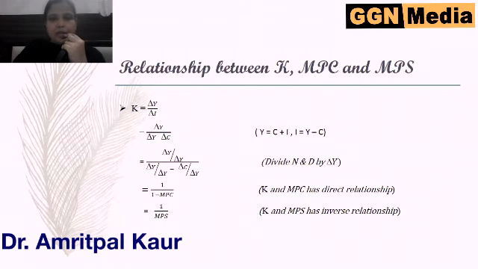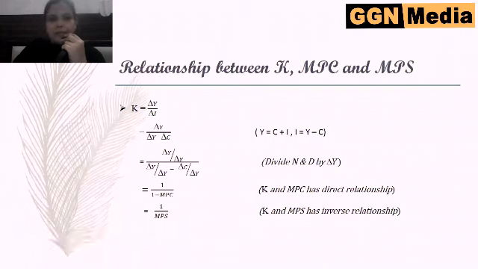The numerator becomes 1. In the denominator, first it becomes 1. Then change in consumption divided by change in income is marginal propensity to consume. K and marginal propensity to consume have a direct relationship. If MPC is larger, it means the size of multiplier will be larger and vice versa.